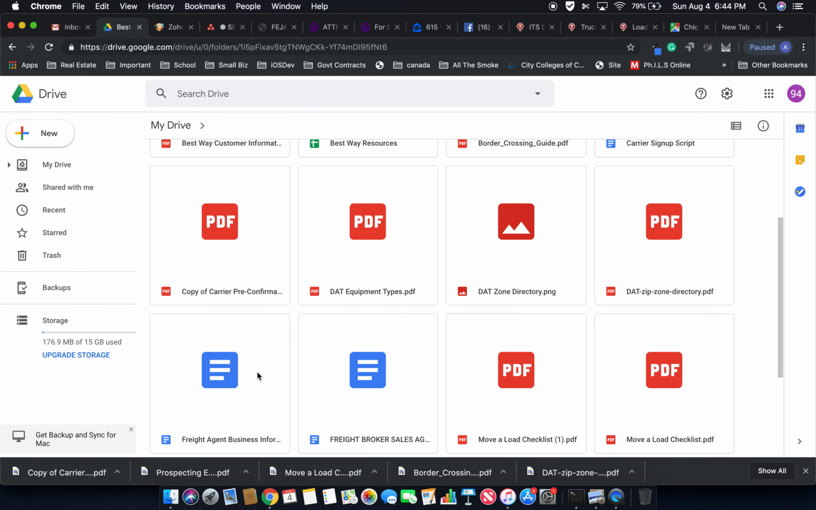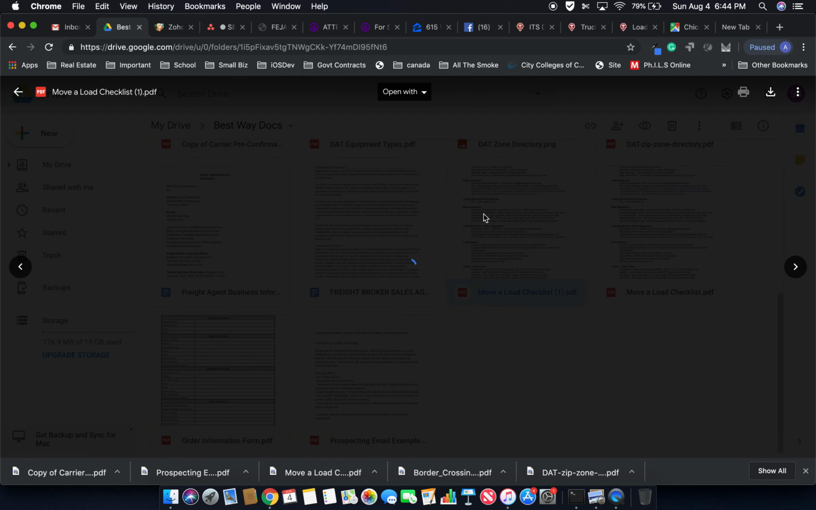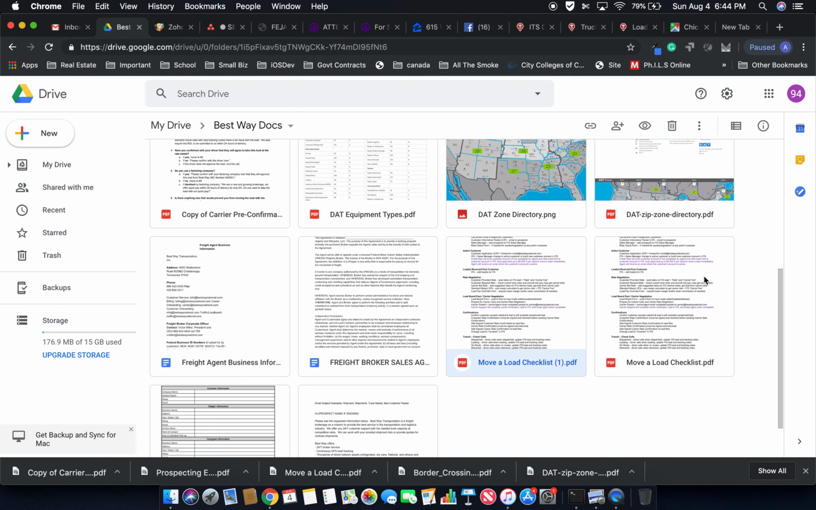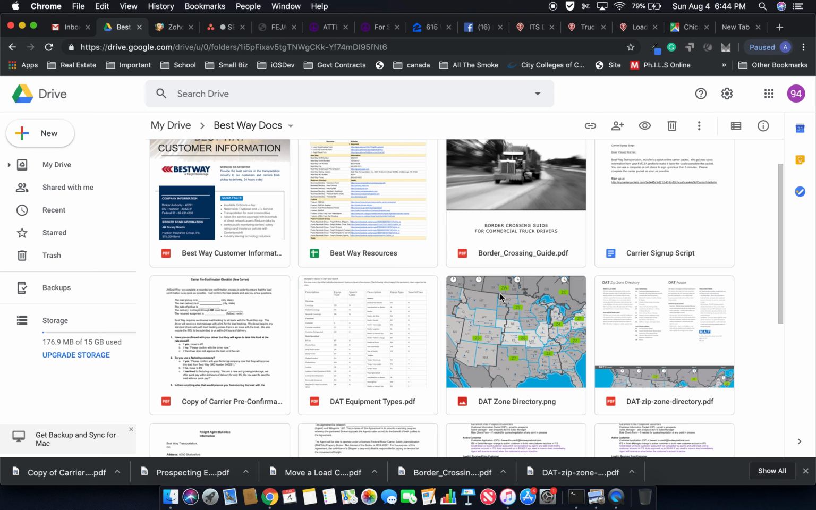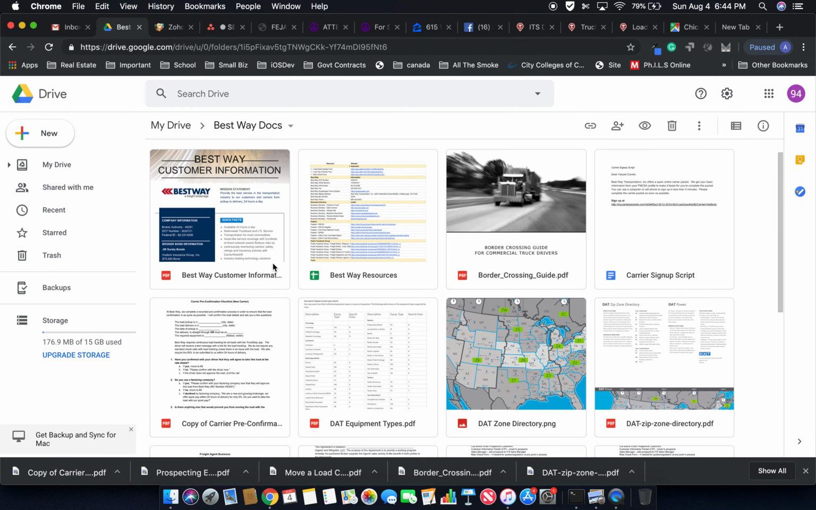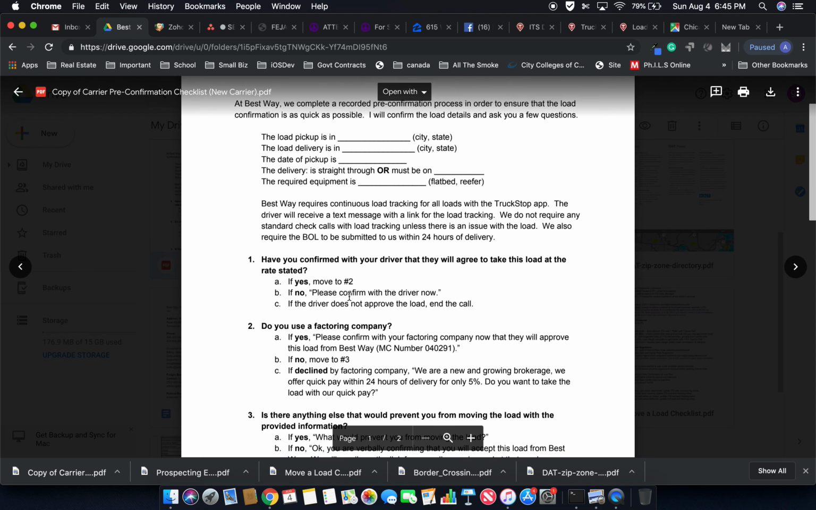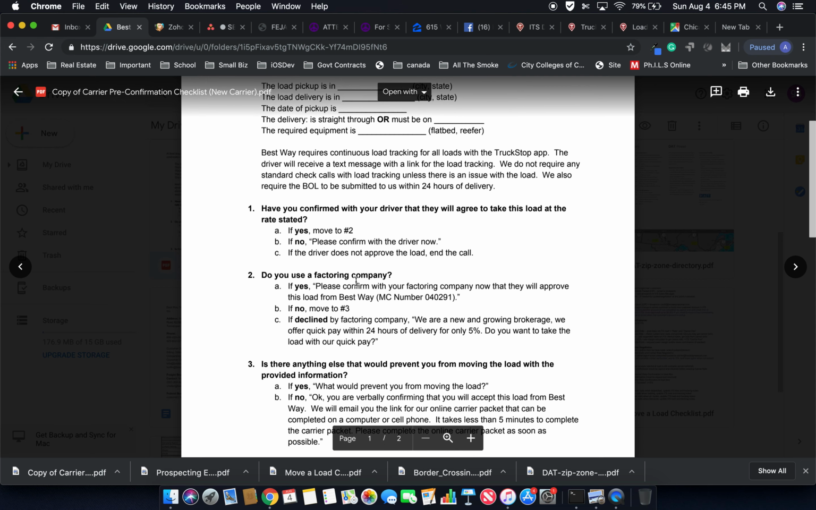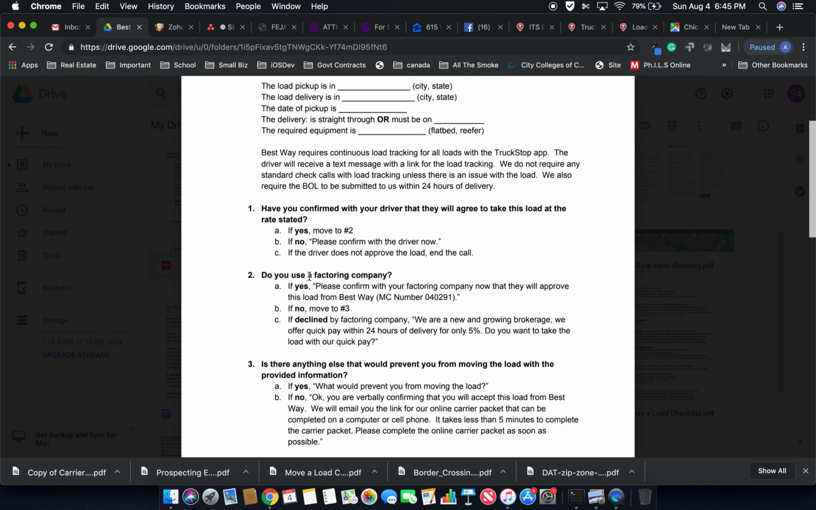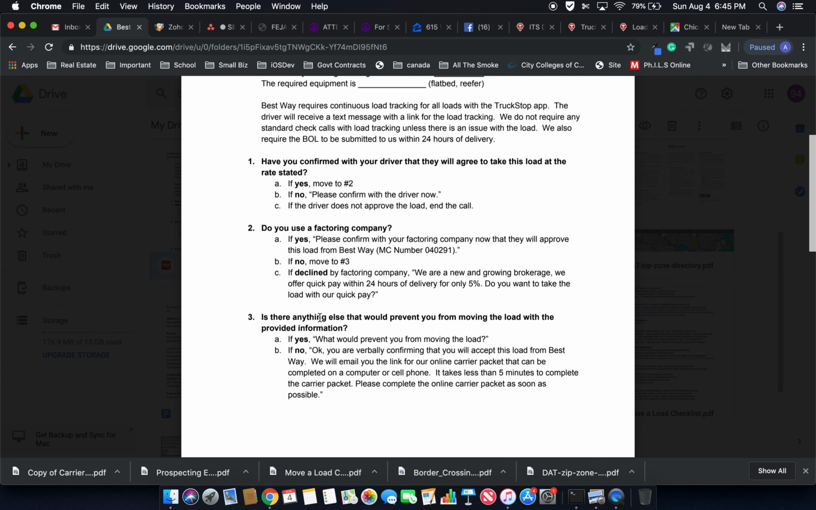Let's see, Best Way docs, move a load checklist. This is what I wanted to add to that. Let's see, carrier sign up script. I think it was something else. Let's see, carrier pre-confirmation. There we go. Carrier pre-confirmation checklist. So this right here, where they ask you, do you use a factoring company? And if they say yes, they probably already have one. If they say no, it says to move to step 3.